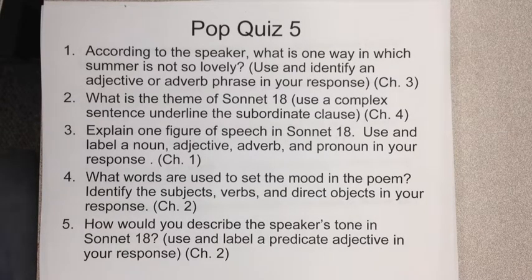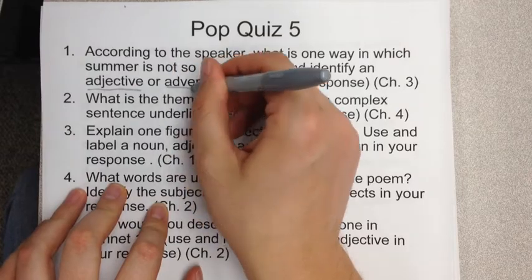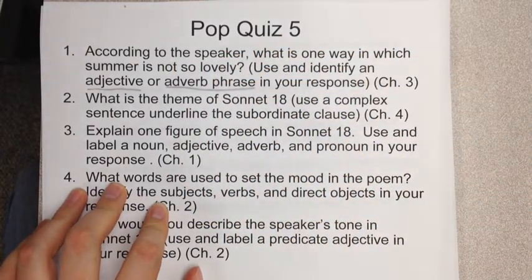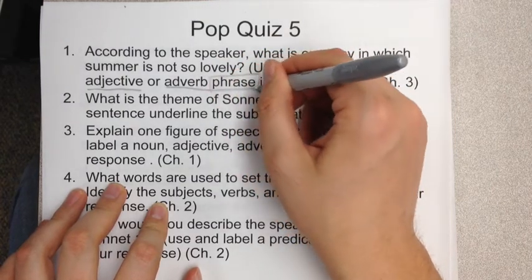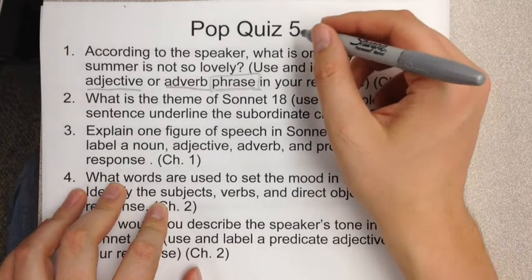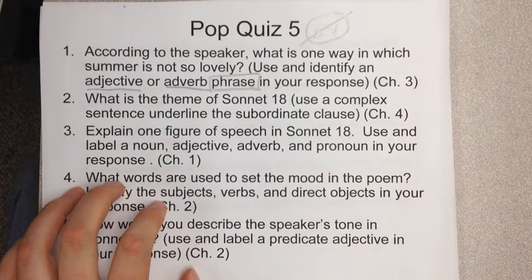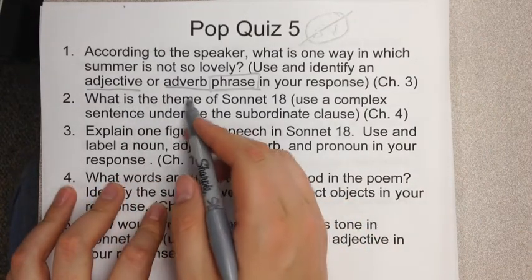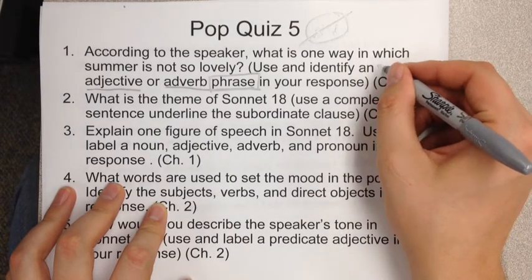So in sentence number 1 it says, according to the speaker, what is one way in which summer is not so lovely? And we're supposed to look for an adjective or an adverb phrase. Now the word phrase means a group of related words that does not have both a subject and a verb. So we are not allowed to have a subject and a verb in the same group of words. An adjective or an adverb phrase are both types of what are called prepositional phrases.